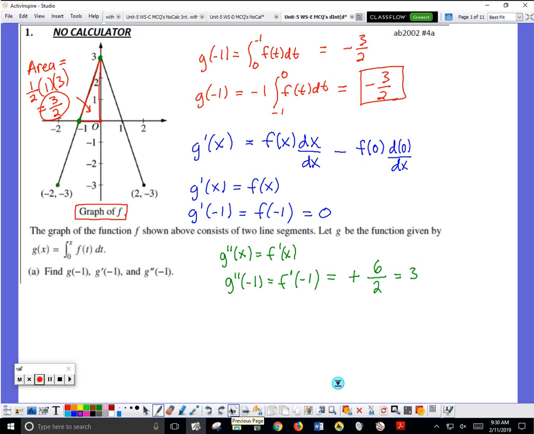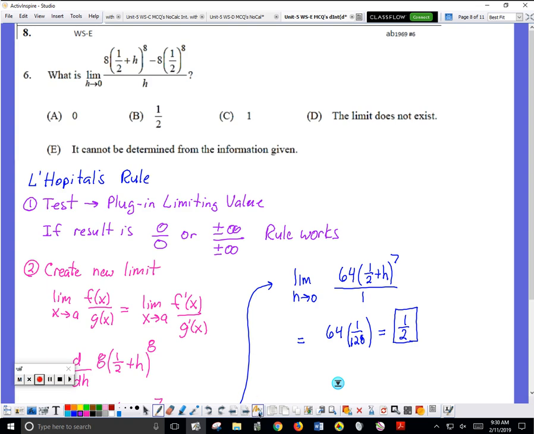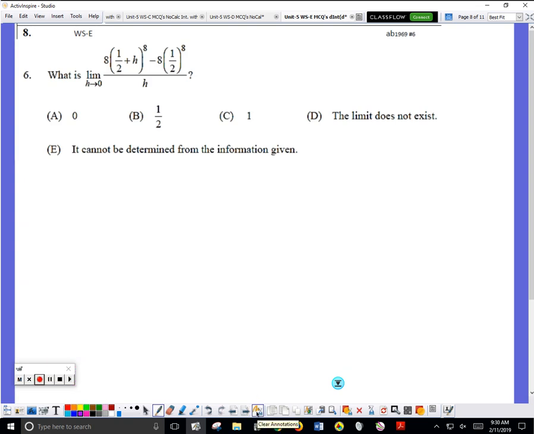Okay, go to number 8 in your notebook. Go to number 8. So this thing you'll need to do in your notebook. There's not room in the packet. So number 8.